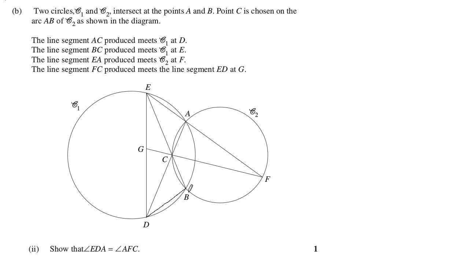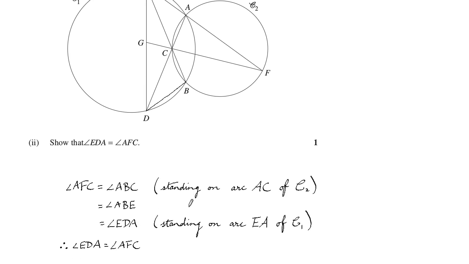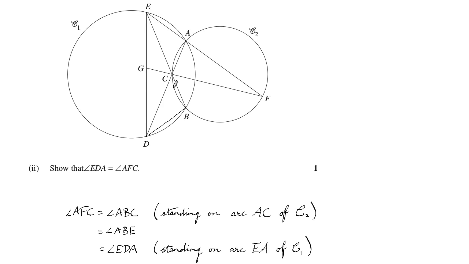So you can set that out something like this. So you just got that AFC is the same as that one because they're standing on that same arc. Specify the circle since there's 2 circles. And then that's the ABC is the same as ABE. The E's up there. And then that's the same as EDA, which is that one because they're standing on that same arc.